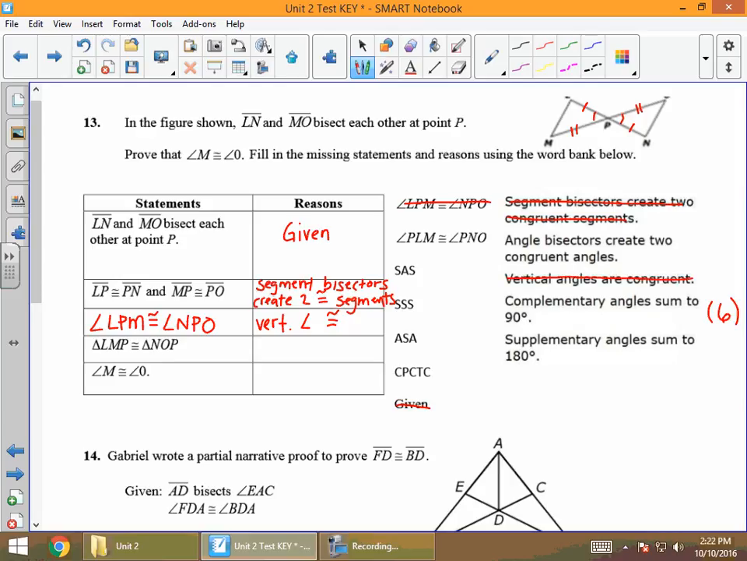Now my triangles are congruent. If I take a look, I have 2 sides with 1 angle. That is side, angle, side. Side, angle, side. And then why would angle M be congruent to angle O? Because of CPCTC. Corresponding parts of congruent triangles are congruent. So each box was worth a point for a grand total of 6.